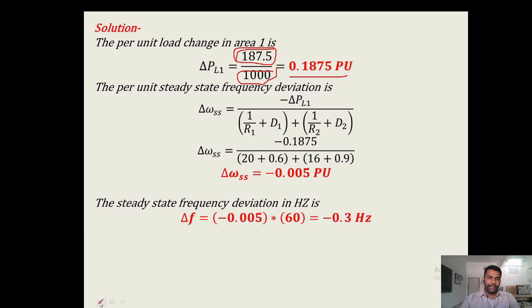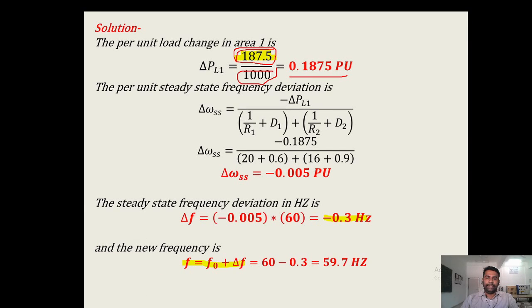So, this much change we observe after the 187.5 megawatt load change in area 1. We observe the change in the frequency equals minus 0.3 hertz. The new frequency under this condition is given by f equals f0 plus change in frequency. Here f0 is the nominal frequency. In this case we have taken 60 as the nominal frequency. So, minus 0.3 gives us 59.7 hertz, the actual frequency of operation after the change of 187.5 megawatt load in area 1.